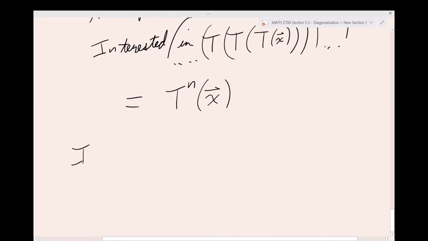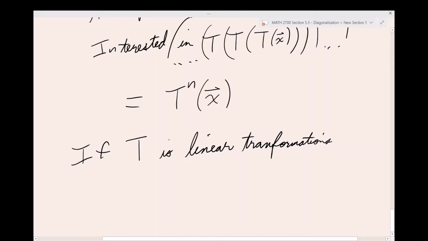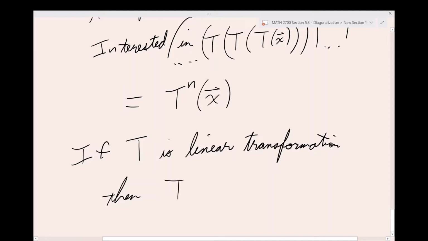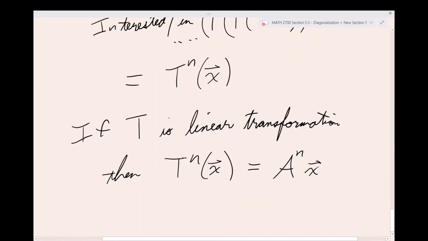Well, if that's a matrix transformation, which all our linear transformations from Rn to Rn are matrix transformations, then applying that transformation whatever number of times I want is the same as left multiplied by that matrix that many times, which would just be left multiplied by that power of that matrix. However, we have a difficulty.